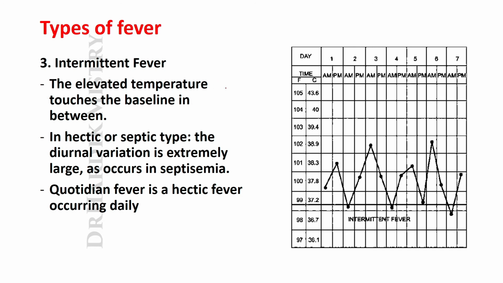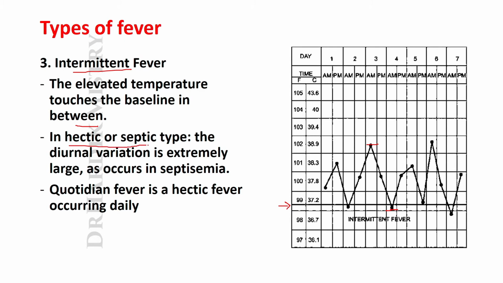Now the third, it is the intermittent fever. In the intermittent fever, the elevated temperature touches the baseline in between. So here you are seeing in the graph that once the body temperature rises above the normal level, after some time it is going to touch the baseline as well. So in the intermittent fever, the body temperature touches the baseline in between increased levels of body temperature.